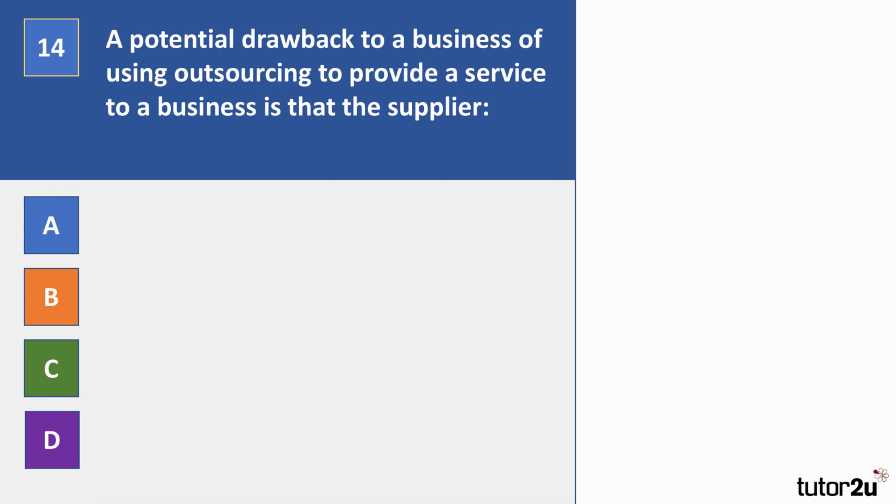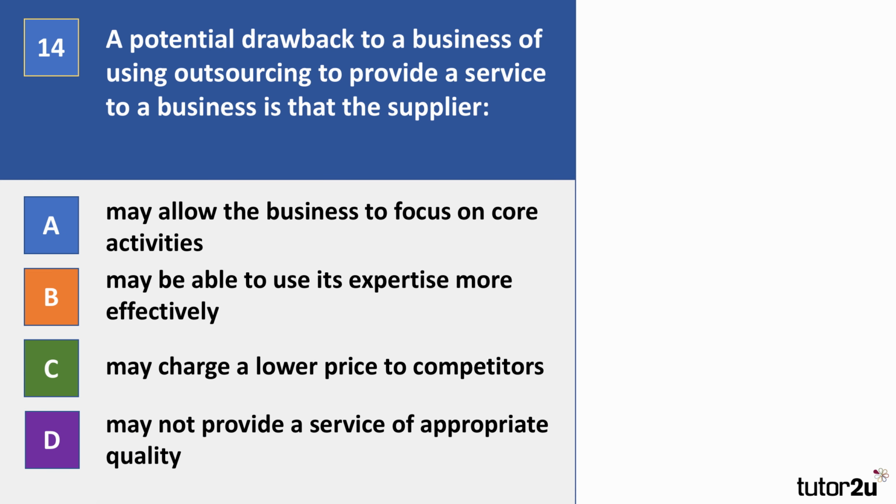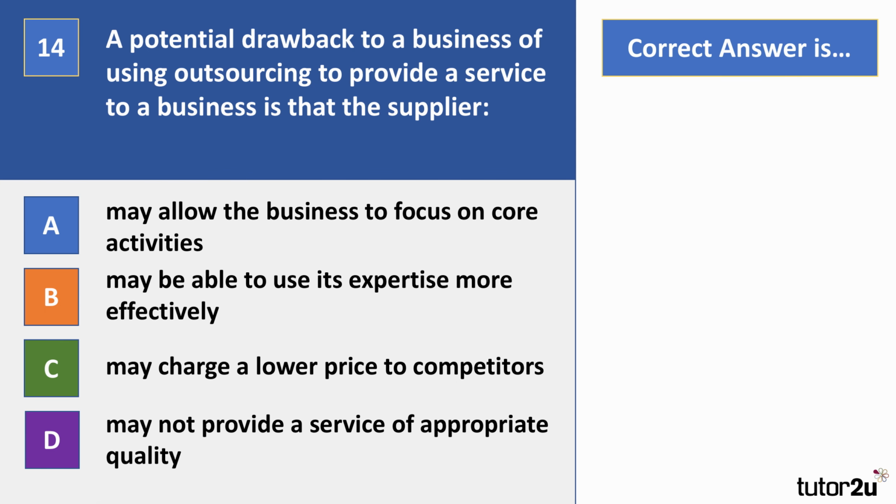A potential drawback to a business of using outsourcing to provide a service to a business is that the supplier, and there are 4 descriptions there. Pause the video, work out the right answer. So this question is about outsourcing and a potential drawback or disadvantage of using outsourcing. Well, therefore the answer must be D.